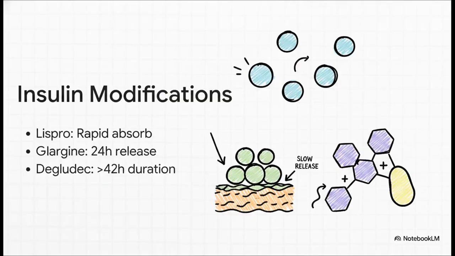You might be wondering, how do we actually make insulin rapid or ultra-long-acting in the first place? Well, it's all about some very clever molecular tweaks. For rapid insulins like Lispro, we essentially reverse amino acids to stop the insulin molecules from clumping together, which means they absorb instantly. For Glargine, we change its chemistry so it microprecipitates in the tissue and slowly dissolves over 24 hours. And Degludec? It forms these multi-hexamers that bind to albumin, extending its duration way past 42 hours. These targeted tweaks are exactly what let us perfectly mimic a healthy pancreas.